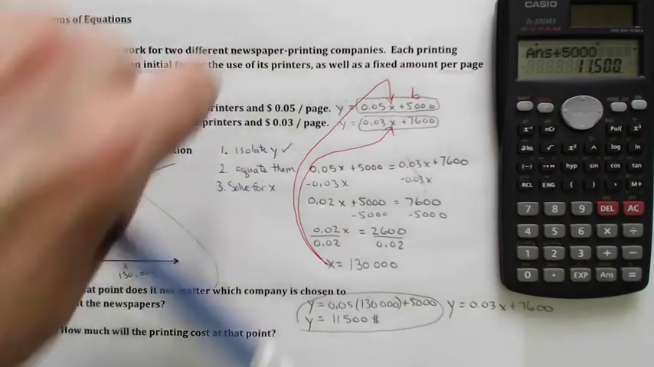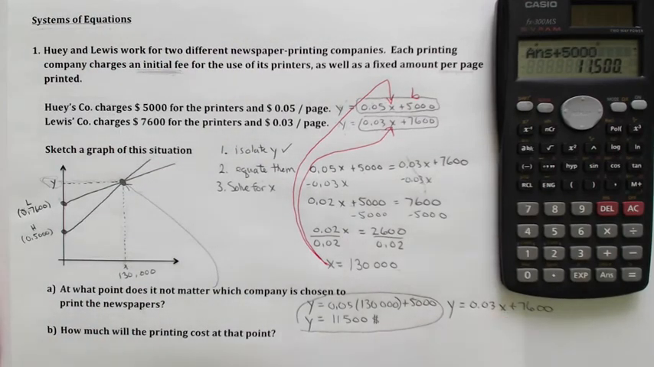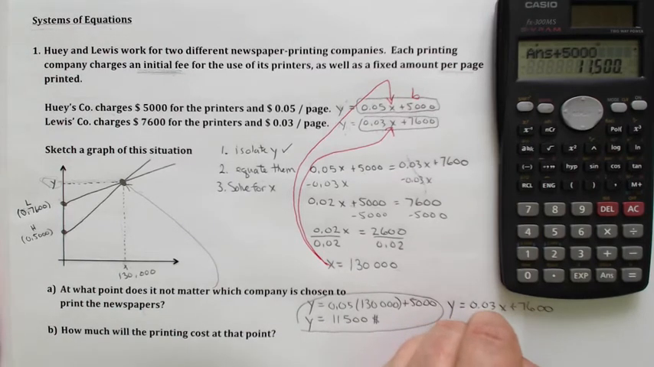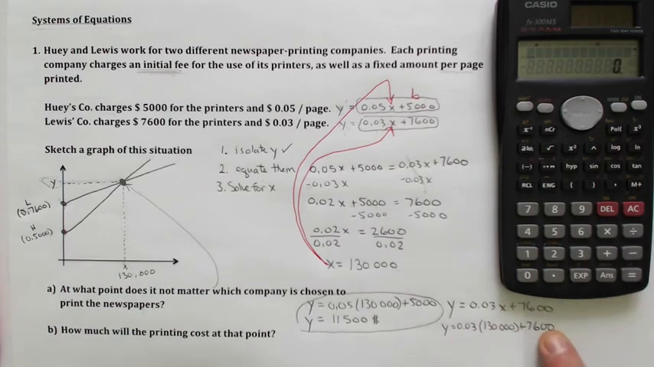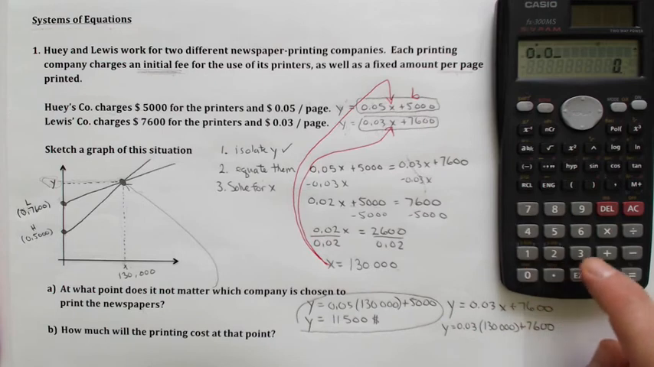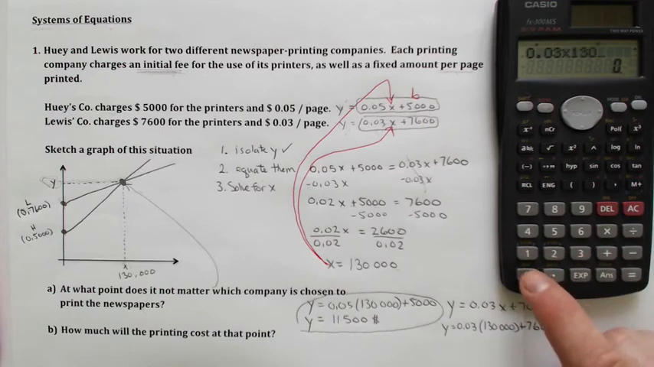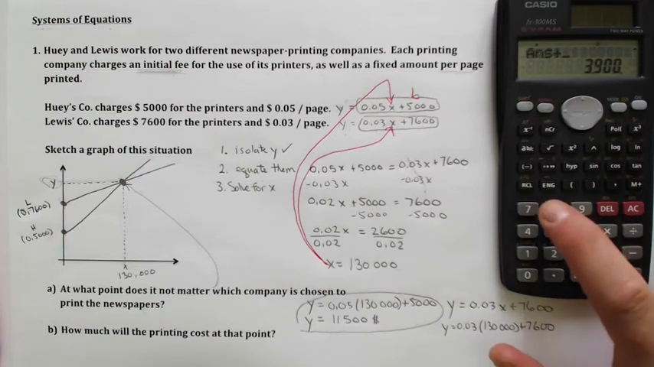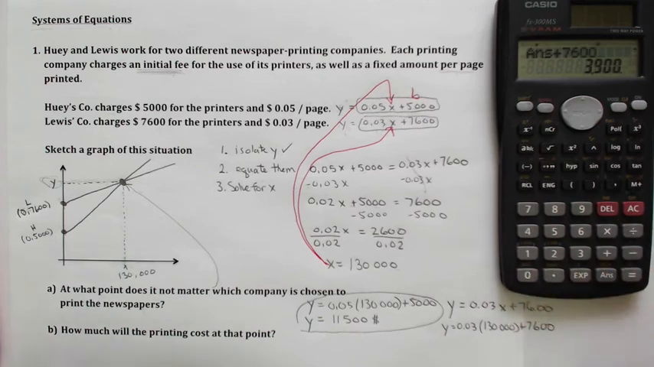And in order to see what that looks like, we're just going to do the same thing. y is equal to 0.03 times 130,000 plus 7,600. And I'm going to just go right to the calculator and do that whole thing now in one shot. So 0.03 times 130,000. Make sure I have the right number of zeros there. Hit equals. And then I'm going to add 7,600 because I'm dealing with Louis over here. And when I do that, there it is, 11,500. It's a great way of checking to make sure you haven't made any mistakes.